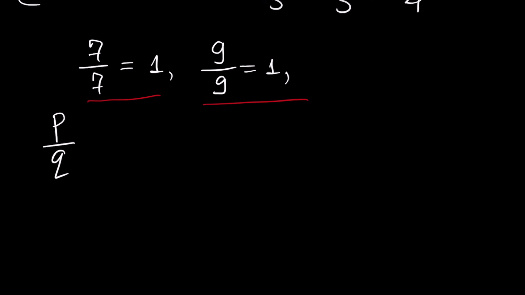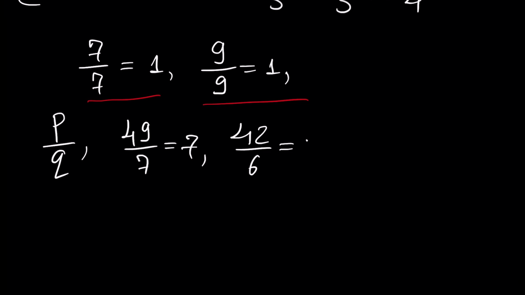When division is exact, we can have not only 1, but for example 49 over 7, and if we divide 49 by 7, we have 7. It can be 42 over 6, and it will also be 7. And for example 56 over 7 will be 8, and so on. So in the first case, when division is exact, we will have a whole number.